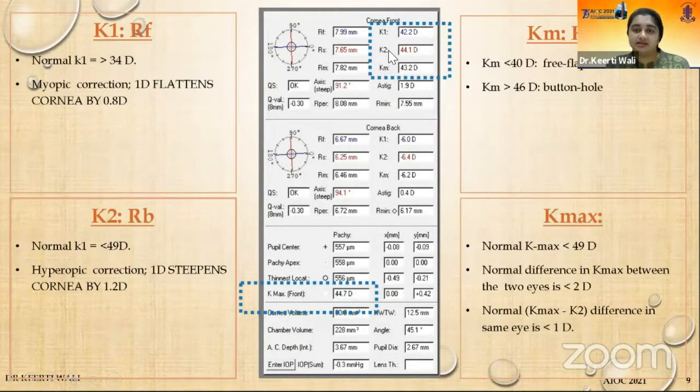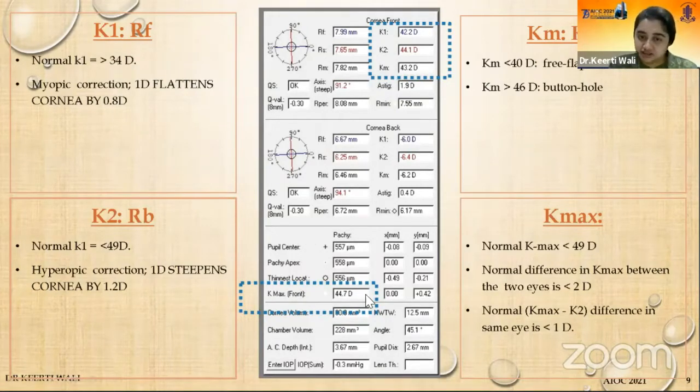This is important to plan the refractive surgeries because in myopic patients, one diopter correction flattens the cornea by 0.8 diopters, and in hyperopic, one diopter steepens by 1.2 diopters. So the post-refractive surgery keratometry has to be more than 34 and less than 49. So that is why this is important. And Km is important because there is a high risk of free flap if the Km is less than 40 diopters and a high risk of button holing if the Km is more than 46 diopters.